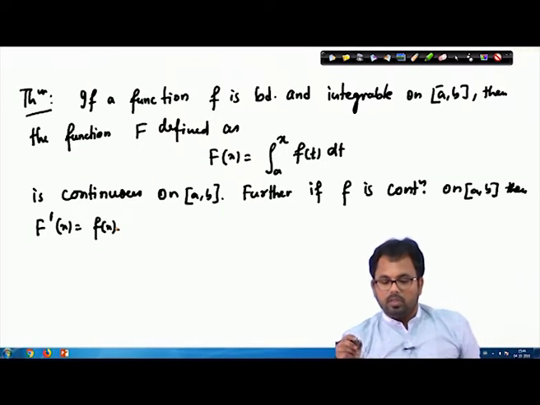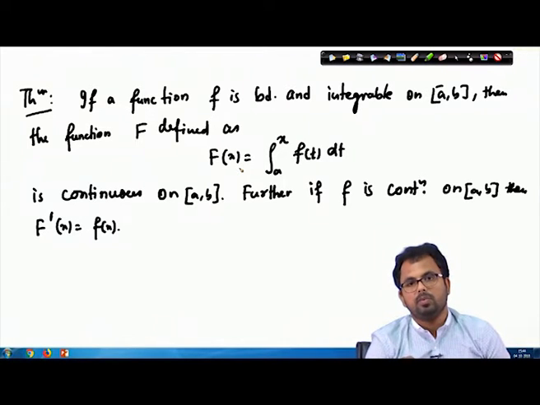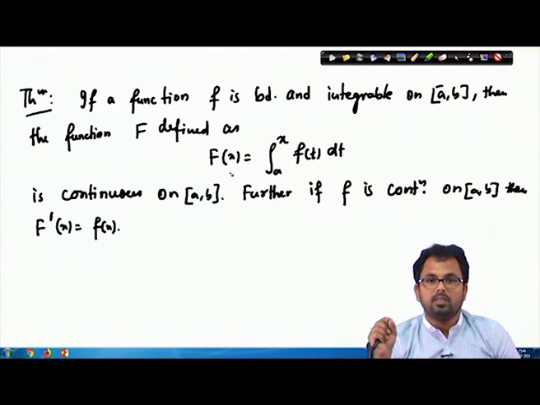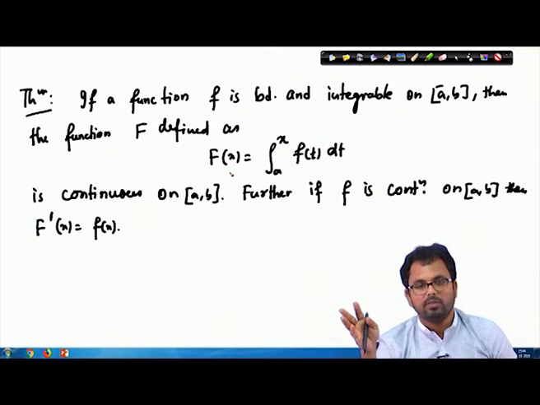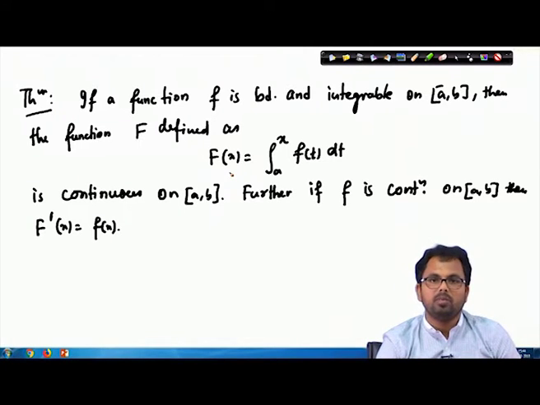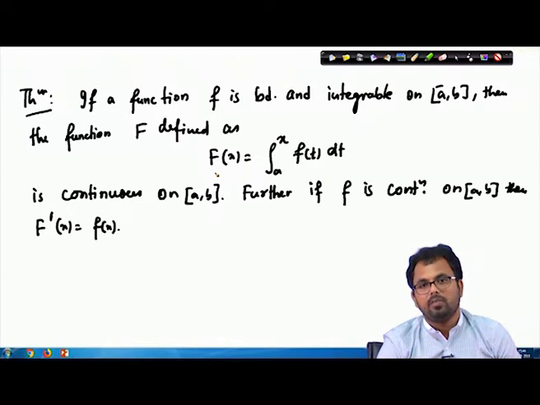So if you have the bounded function f, small f, then in that case this continuity criteria is pretty much clear, because in order to show the continuous function, you take F(x) at a certain point, you take F(x) minus F(c), the integral from a to x of f(t) minus the integral from a to c of f(t), and from there f(t) is bounded. So it will be pretty much obvious to show the continuity of the function capital F on this closed interval [a, b].